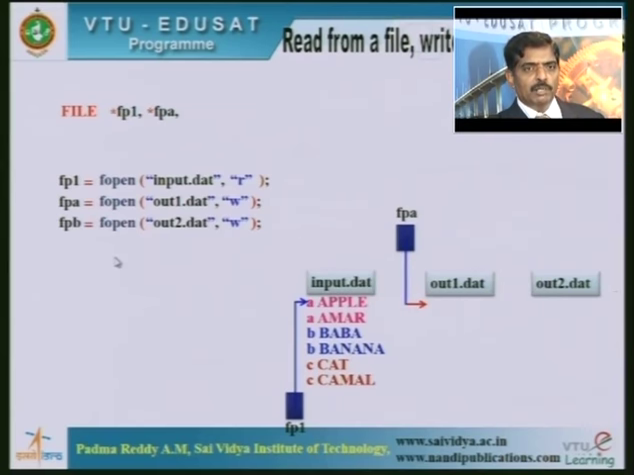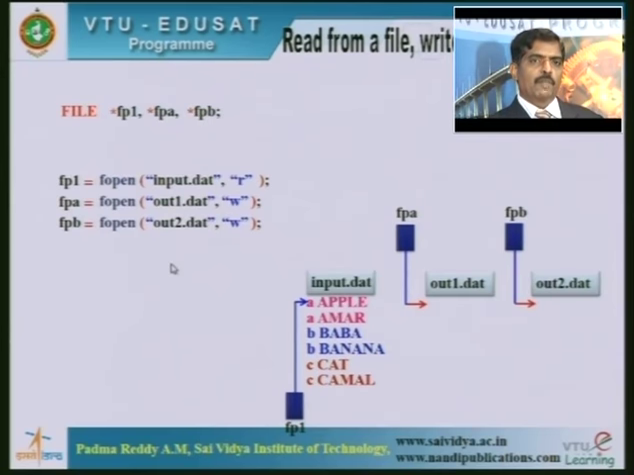The pointer variable fp, where the file is opened, returns a pointer to the beginning of the file, and that will be copied into which variable? fpb. So into this fpb we copy the pointer to the beginning of the file. Now let us declare fpb as a pointer to a file.